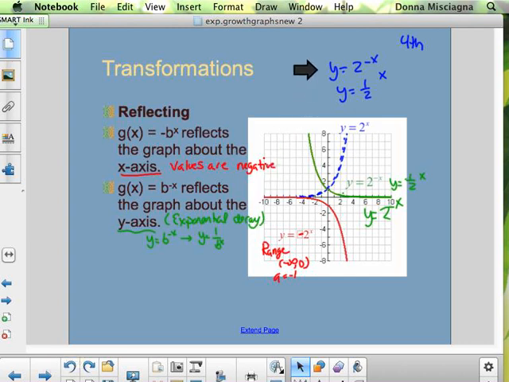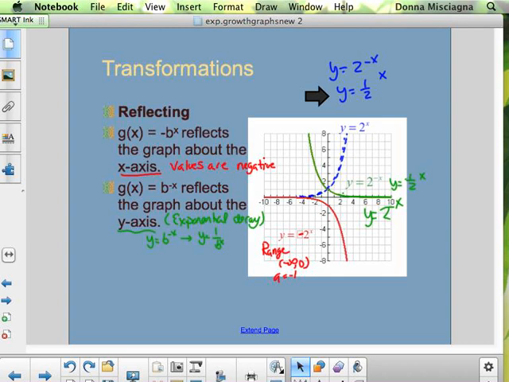If the negative is on the exponent, we do have a reflection over the y-axis. So this green graph here is y equals 2 to the negative x, but we could just simplify that to y equals 1/2 to the x, which we saw in the last Nearpod, right? The exact same equation. So this is really exponential decay. And it's a good idea to actually simplify it so it stands out as being exponential decay and you don't think it's growth, because it's not.